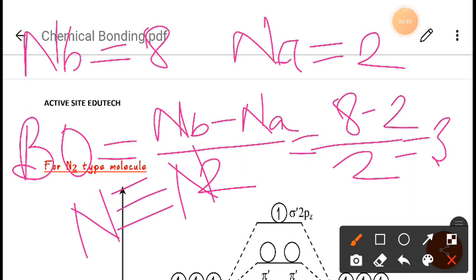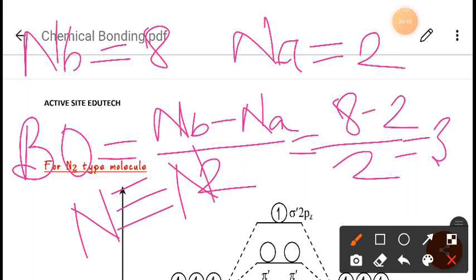Here the N2 molecule has been found to be very stable. Its bond dissociation energy is found to be 945.4 kilojoule per mole, which is quite high, okay? Now again we will talk about the diamagnetic nature.